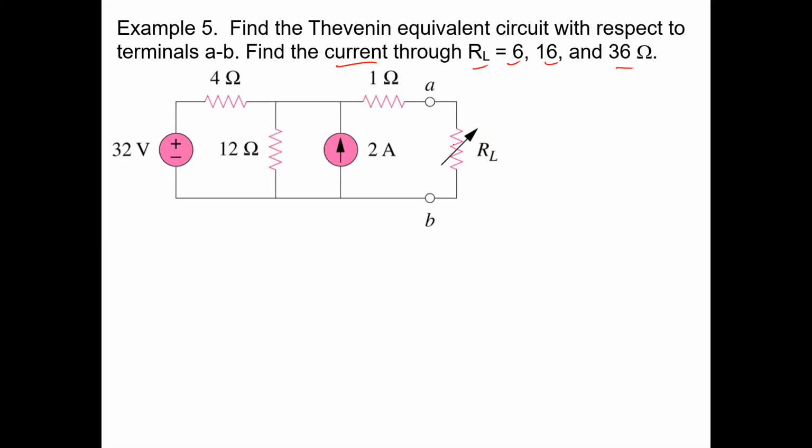So we'll start with looking at the Thevenin resistance. We're going to start by solving for R Thevenin of this circuit. And again, we're just looking at everything to the left of A and B. What we do is redraw the circuit, but we turn off all of these sources. So that 32-volt source is off. It becomes a short. The 4-ohm resistor is there. The 12-ohm resistor is here. The 2-amp source is off, so it's an open. And the 1-ohm is there.